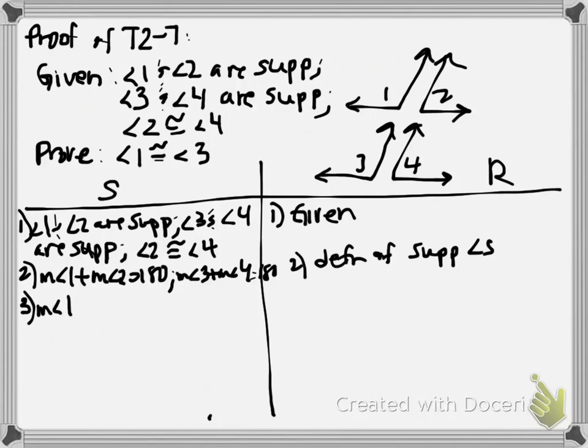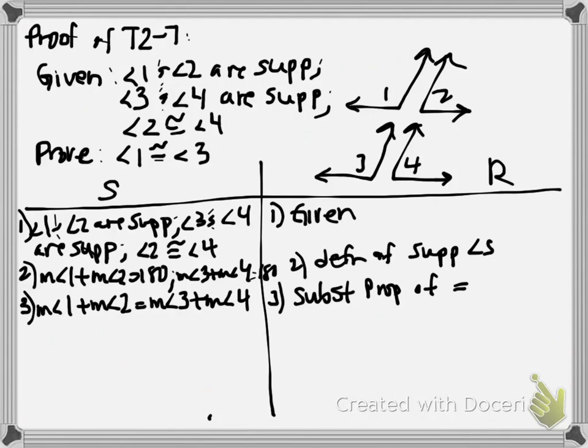So I know that measure of angle 1 plus measure of angle 2 equals measure of angle 3 plus measure of angle 4. And that would just be substitution or transitive. Now you choose, you don't write both, you pick. Okay? I tend to just default to substitution, and I use transitive solely with congruence. And that way I kind of keep things straight. Okay, now what?